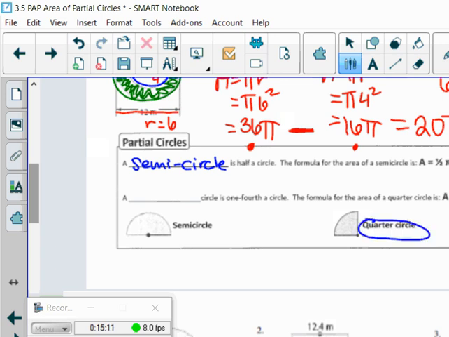If it's 1/4 of a circle, it's called a quarter circle.